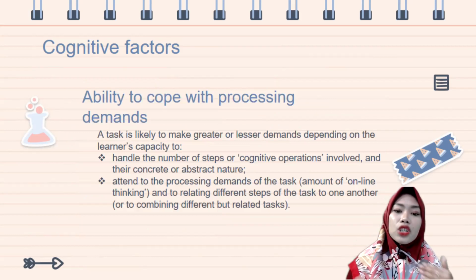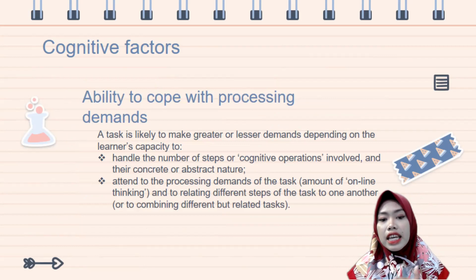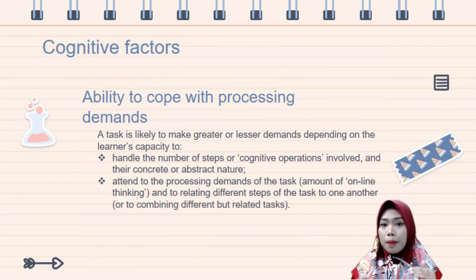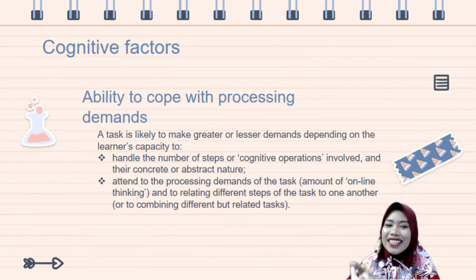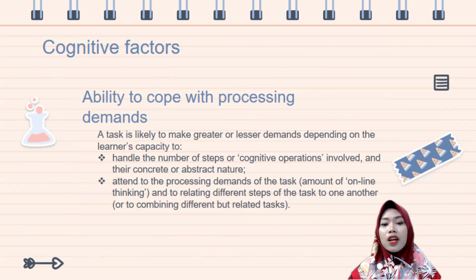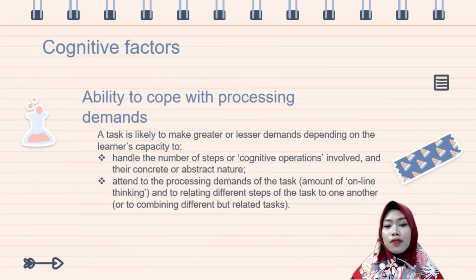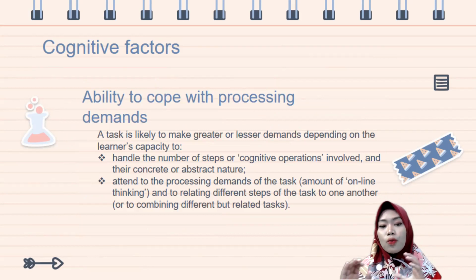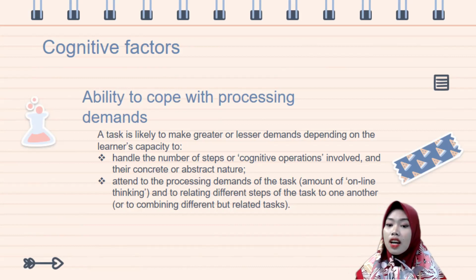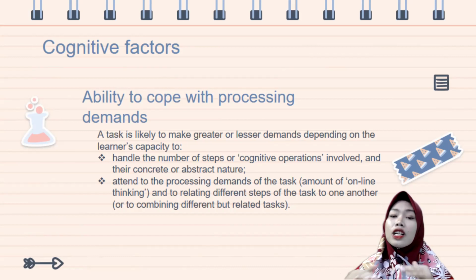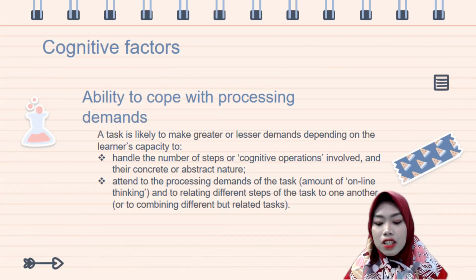What about cognitive factors? Cognitive factors include the ability to cope with processing demands. A task is likely to make greater or lesser demands depending on the learner's capacity to handle the number of steps or cognitive operations involved and their concrete or abstract nature, to attend to the processing demands of the task, the amount of online thinking, and to relating different steps of the task to one another, or to combining different but related tasks.